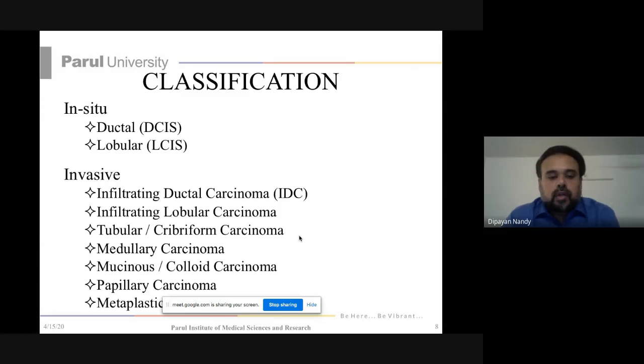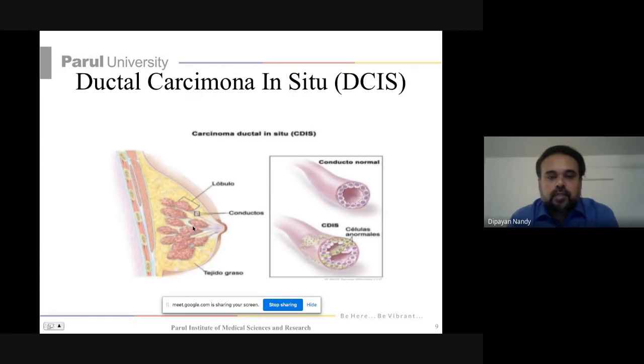So the broad classification of breast carcinomas is in two types, in situ and invasive ones. In situ is basically the carcinoma which has not yet breached the basement membrane. As I told you in the previous slide, as you can see, the normal duct is lined by epithelial cells and has a nice membrane around it.